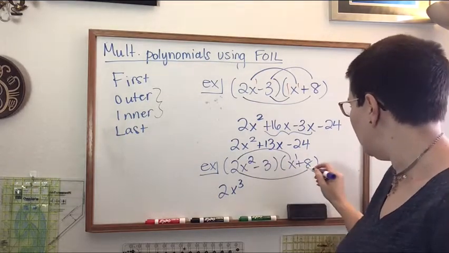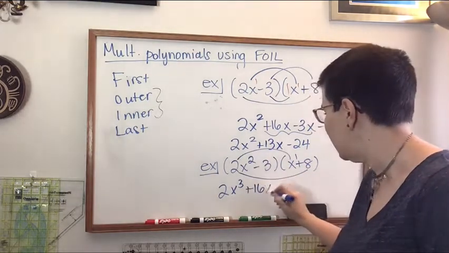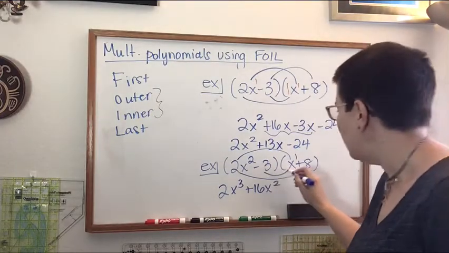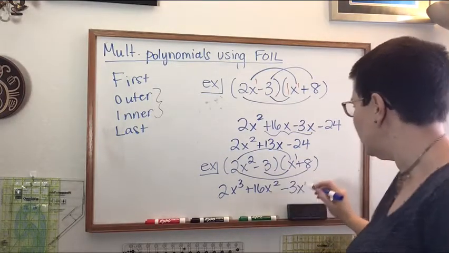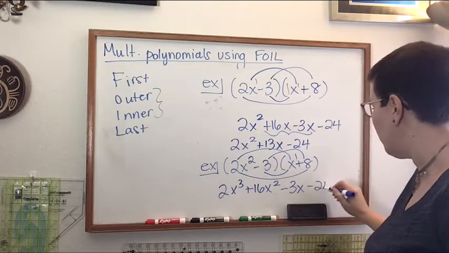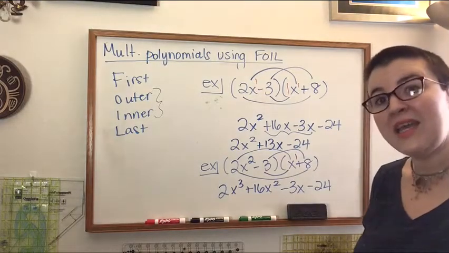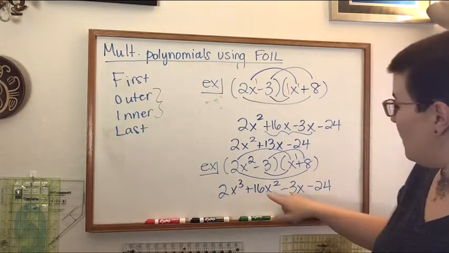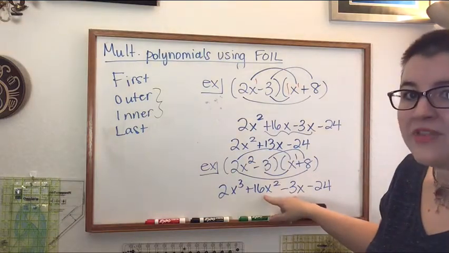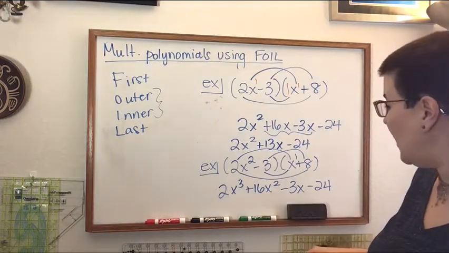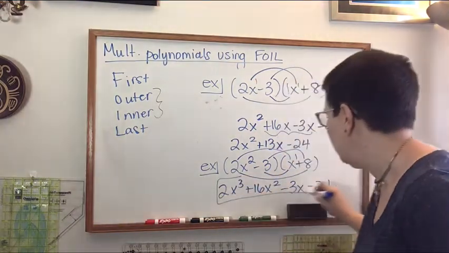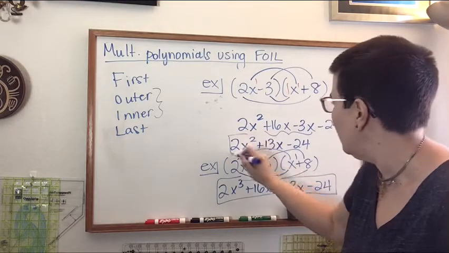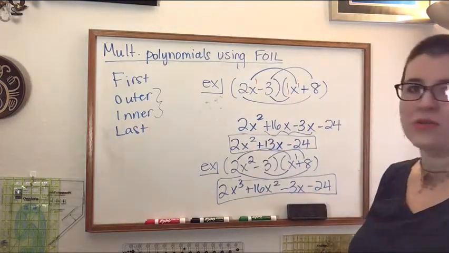Outer is going to give me 2 times 8, which is a positive 16x squared. Inner is going to give me negative 3x. And then last is going to give me minus 24. And now notice, same numbers, but these two middle terms no longer have the same power, so they're not going to combine. So this is my answer. Whereas for this one, because they were like terms, they combined, and that was my answer.